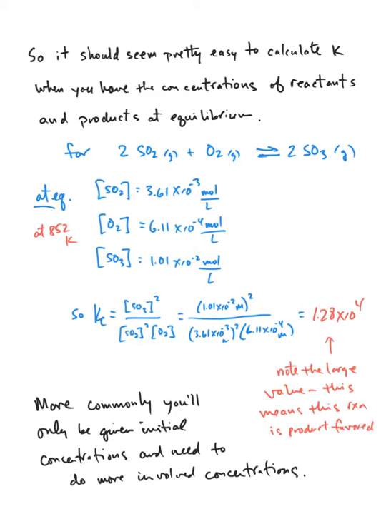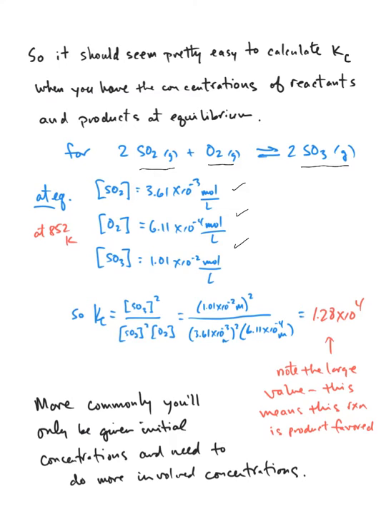So if you saw my last video, it should seem pretty easy to calculate equilibrium constants. Remember, sometimes we call it Kc when we're using concentrations, sometimes just K. But when you have all the concentrations of everything at equilibrium, it's really easy. So here's a problem where you have 2 SO2 gas plus 1 O2 gas going to 2 SO3 gas. At equilibrium, if you're given these three numbers, you simply have to plug them into the right spots. Don't forget to raise them to the proper power, and then report the Kc.